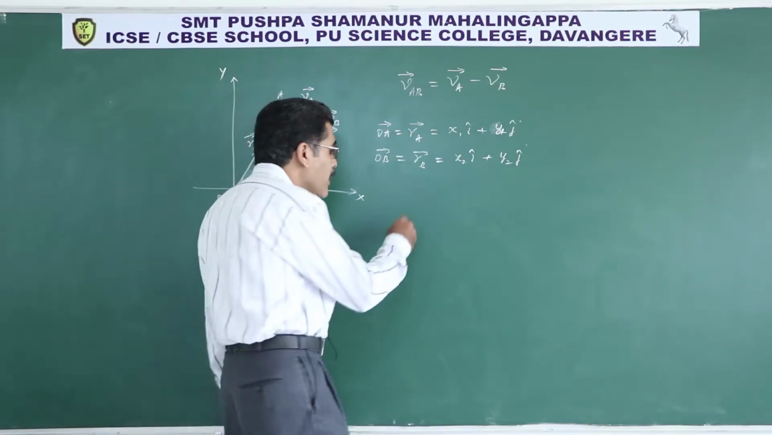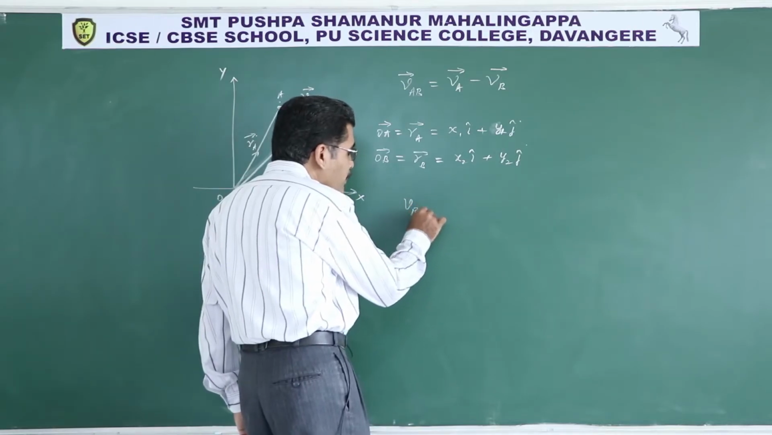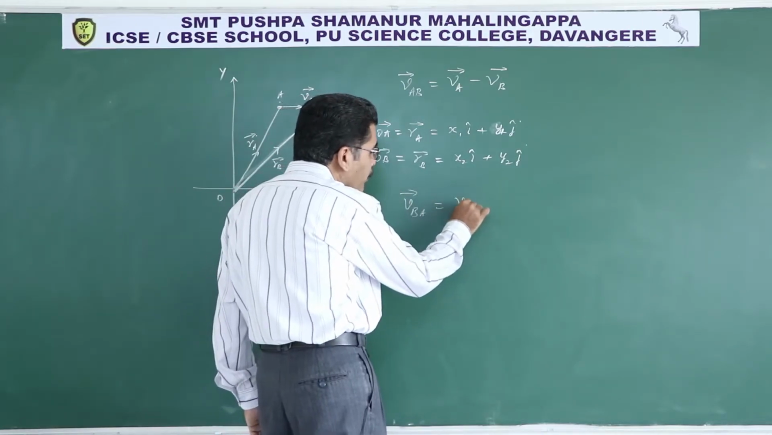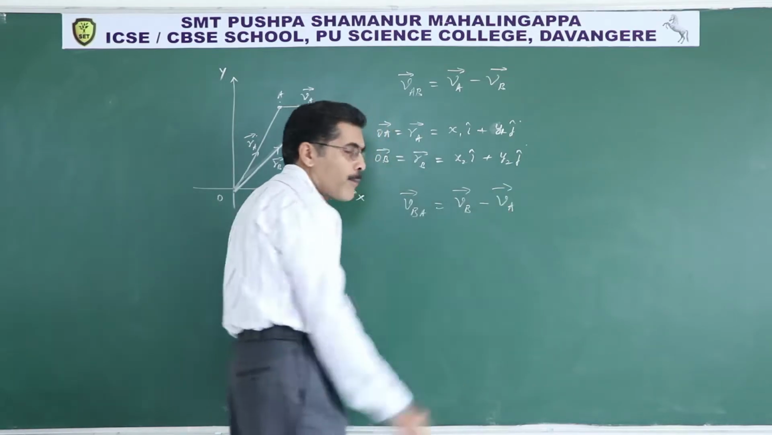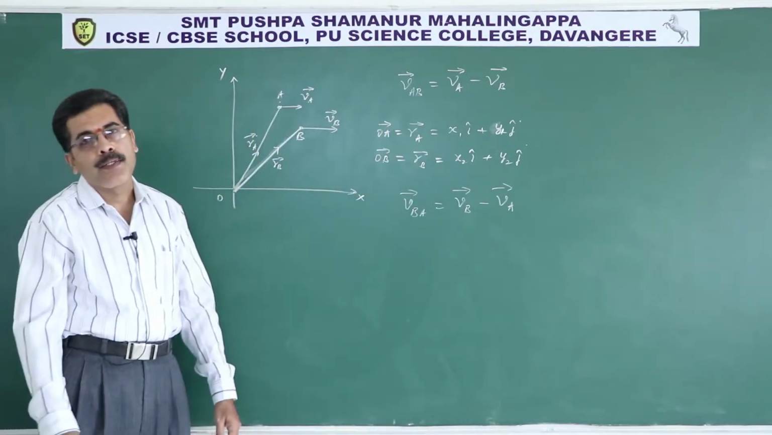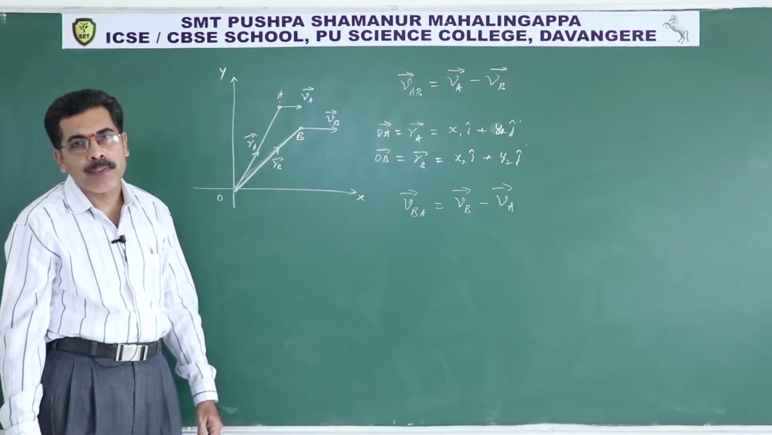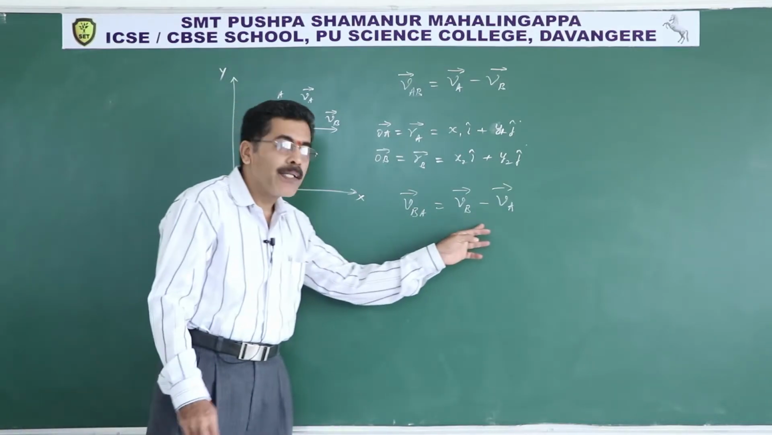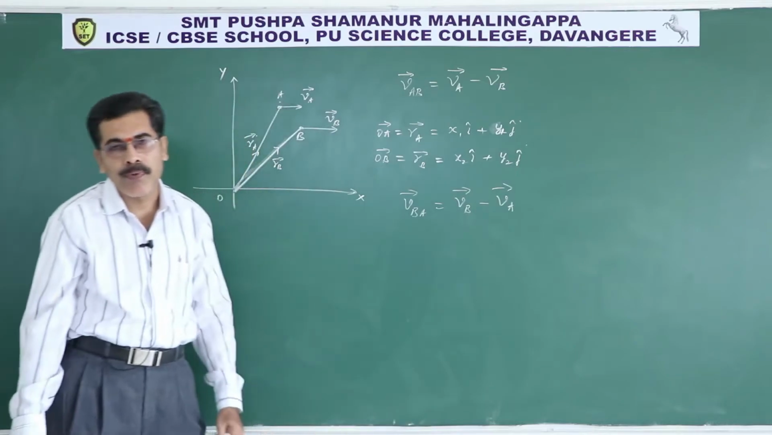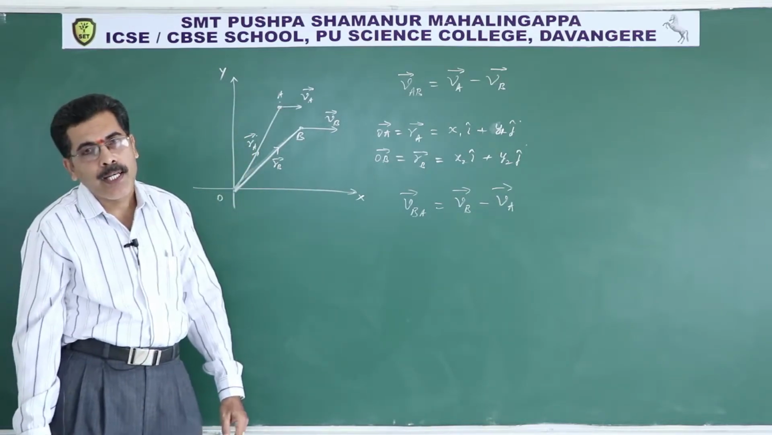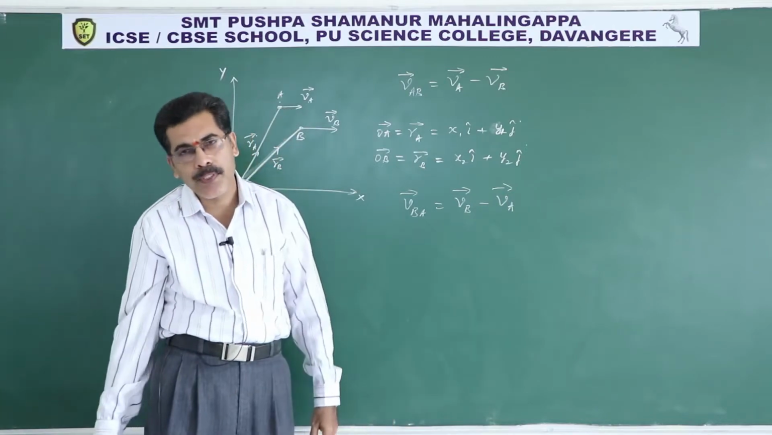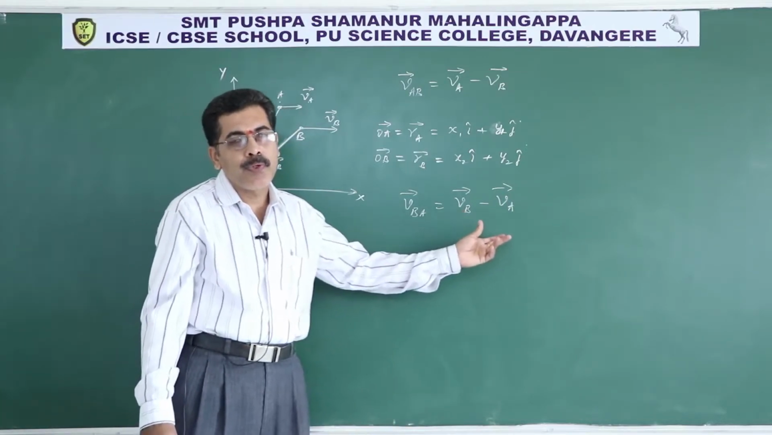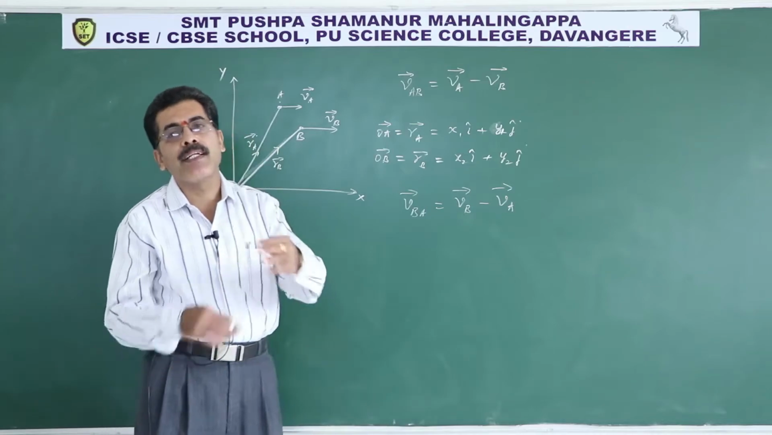Similarly, if you take the relative velocity of B with respect to A, it is given by VB minus VA, velocity of B minus velocity of A. Have you got it? While making the calculation, we consider only the magnitude. This refers only to magnitude; later we indicate the direction.